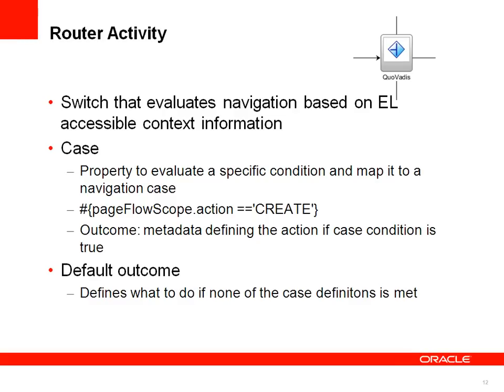The outcome of the route activity defines how the navigation continues, and there's a default outcome that you set just in case there's no condition that matches any of the outcomes that you specified. In this case, at least there is something happening on the router, and it's not that the router stops there.